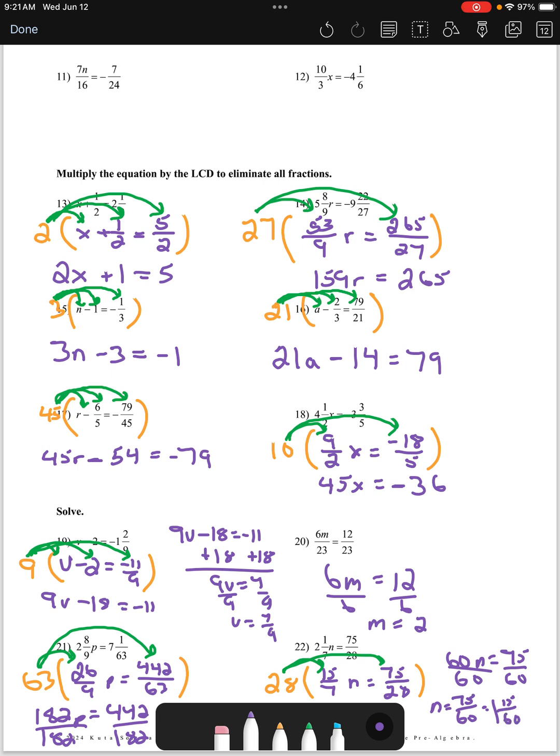We can convert that by taking 60 away from 75 to turn it into 1 and 15 60ths. And then we can simplify because 15 and 60 will actually both divide by 15, giving us a final answer that n is equal to 1 and 1/4.